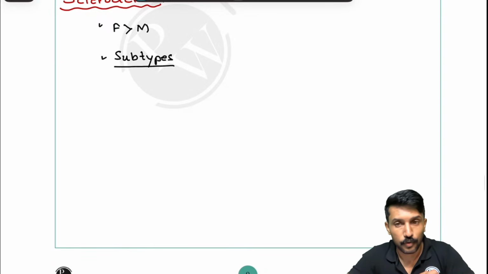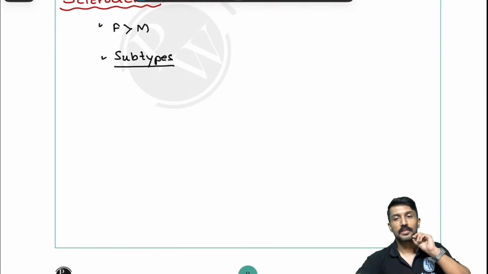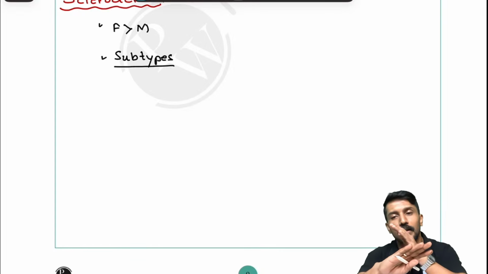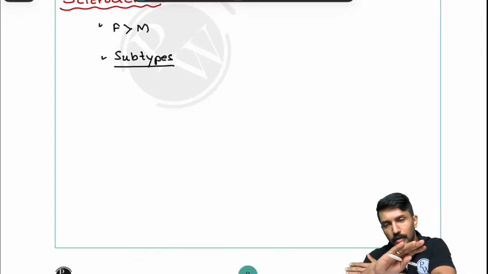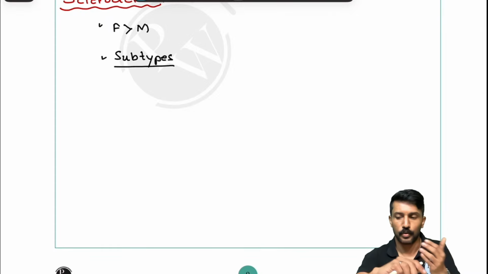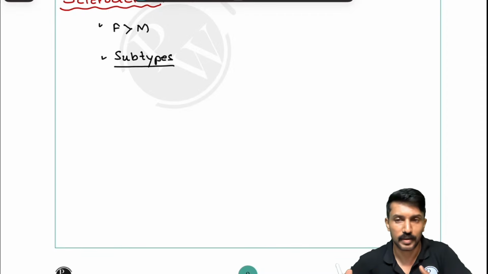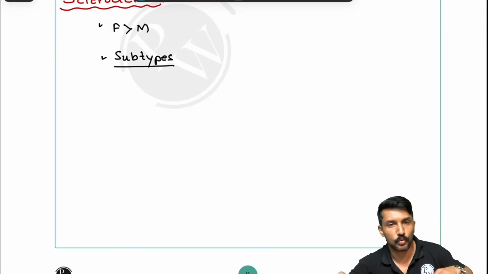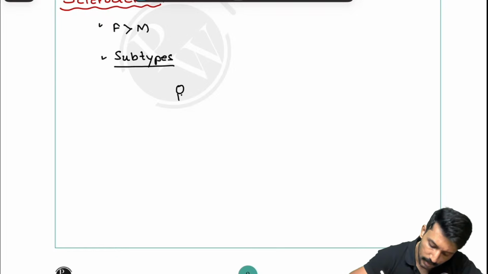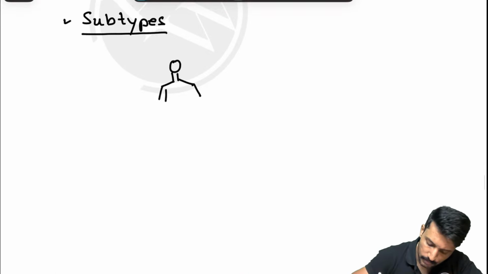What is the basis for this? The basis for this classification is the extent of skin involvement. So if there is thickening of the skin which is restricted to distal to the elbow joint, then it is called limited cutaneous. If it extends proximal to the elbow joint in the upper limb or proximal to the knee joints in the lower limb, it will be called diffuse cutaneous. So we have two major types. One is limited cutaneous, the other one is diffuse cutaneous.